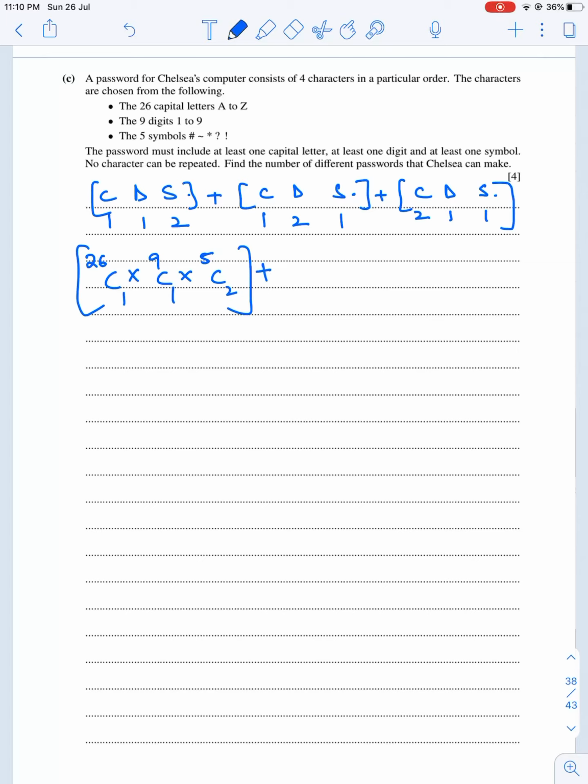Okay, then I'm going to put a plus sign. Plus sign actually indicates an OR thing. Okay, 26C1, 9C2 and 5C1. Lastly, 26C2, 9C1 and 5C1. You're going to solve this and you will get the final answer for this question.